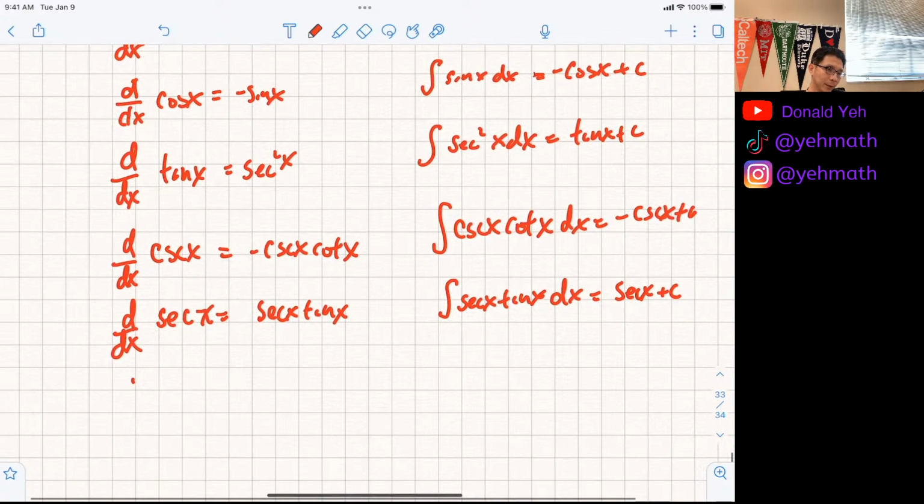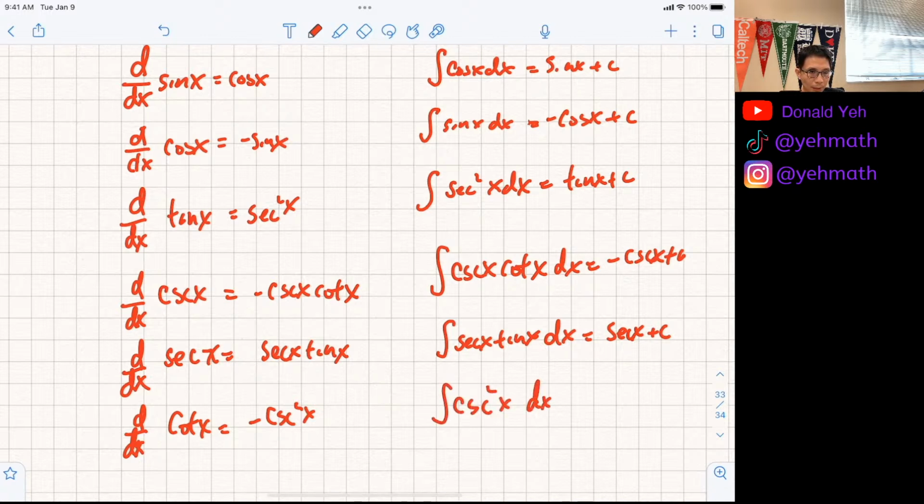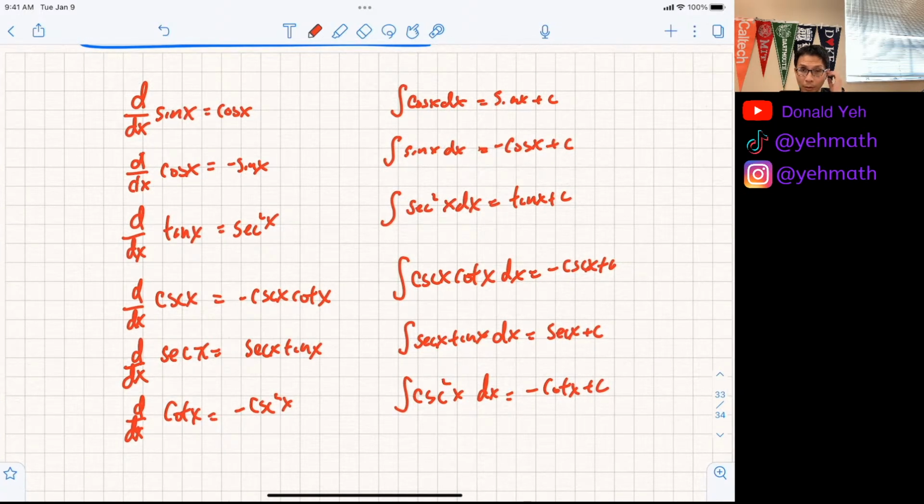We have one more. What's the derivative of the last one? What's missing here? Derivative of cotangent of x is equal to what? Yep. So therefore, integration of csc squared of x dx is equal to negative cotangent of x plus c. And this is just a basic trig integral. And if you did this, you're good.